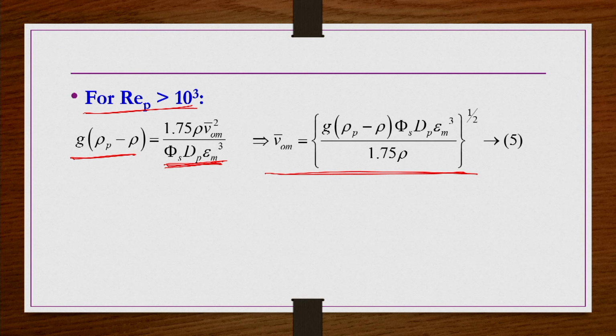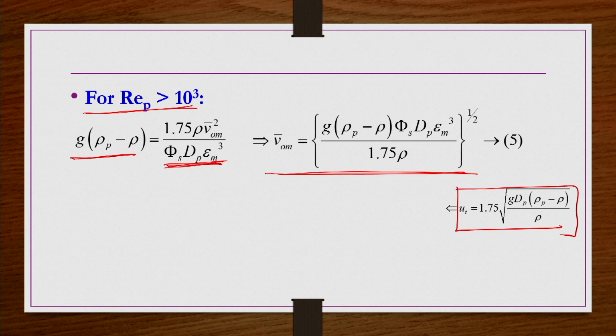This is what we are going to get. Now, here also we take the free settling velocity of a single particle, but under high Reynolds number conditions, that is Newton's flow regime. We know the settling velocity of single particles in Newton's regime, that is Re_p greater than 10^3.